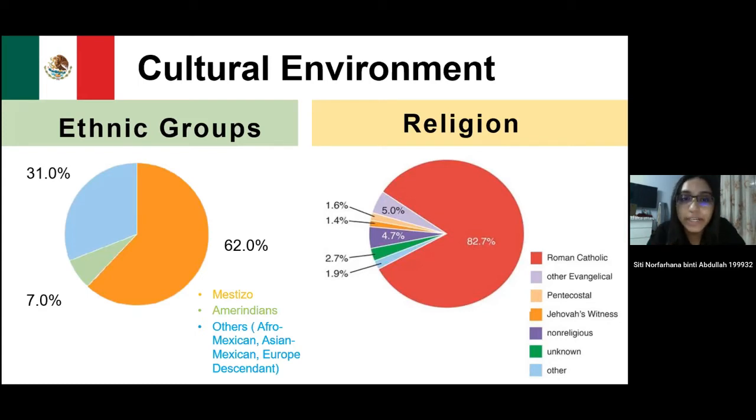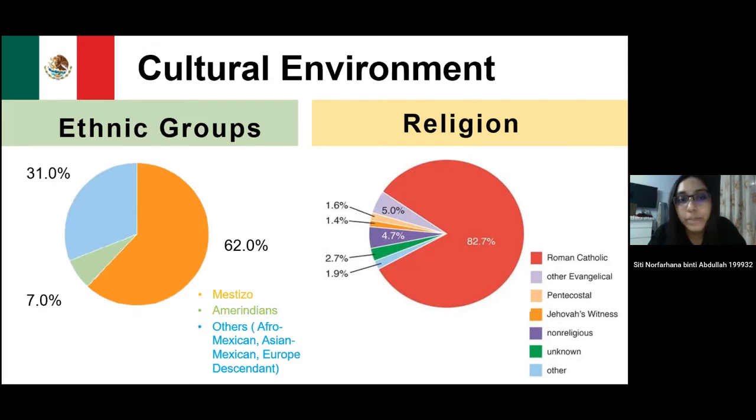From the pie chart above, we can see that 62% of the ethnic groups belong to Mestizo, 31% belong to others like Afro-Mexican, Asian Mexicans, European descendants, and 7% of them belong to the Amerindians.